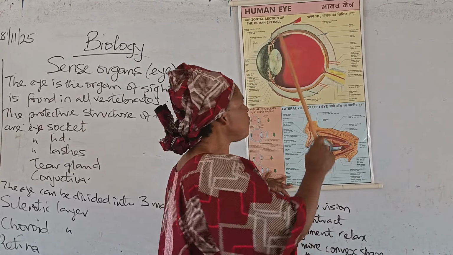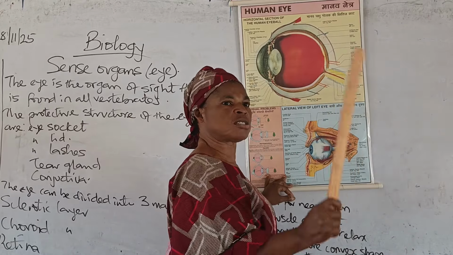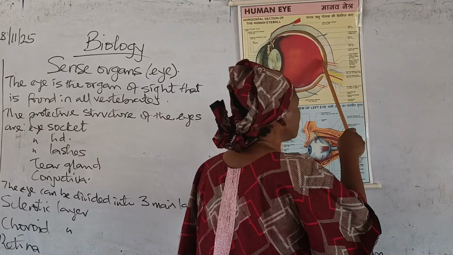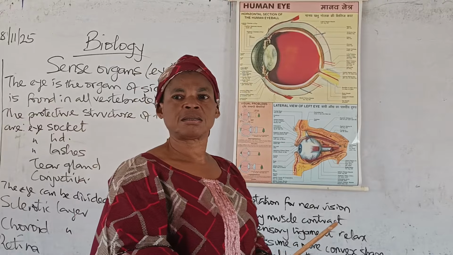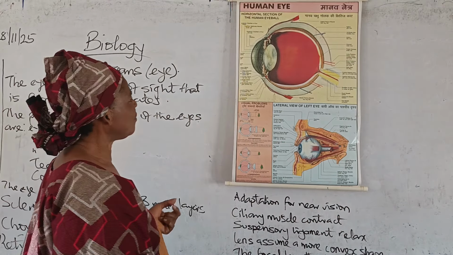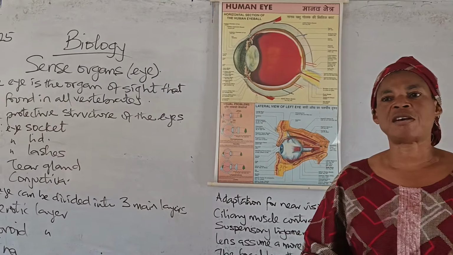If the image is being formed before the retina, that means that is short-sightedness. If the image is being formed after this yellow spot, that is long-sightedness. So we also have eye defects. There are different types of eye defects that are found.